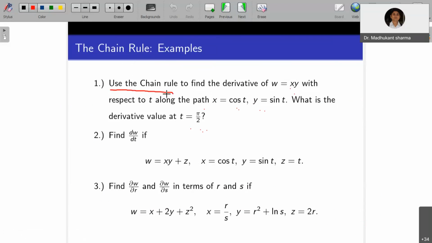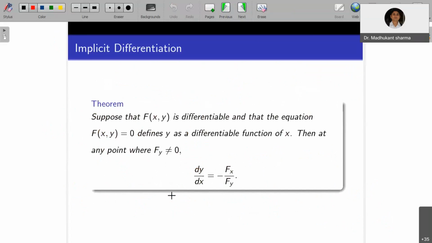Right. Now, I think this second problem you can do. Find dw by dt if w equals this. There are both ways. You can put x, y, and z in here and find it straightforwardly if it is not mentioned. Similarly, in the third problem, I will do dou w by dou r. I will leave dou w by dou s for you. Okay, so w is equal to x plus 2y plus z square.